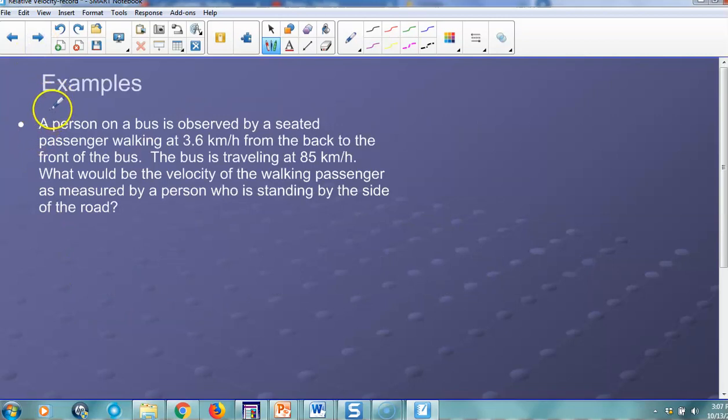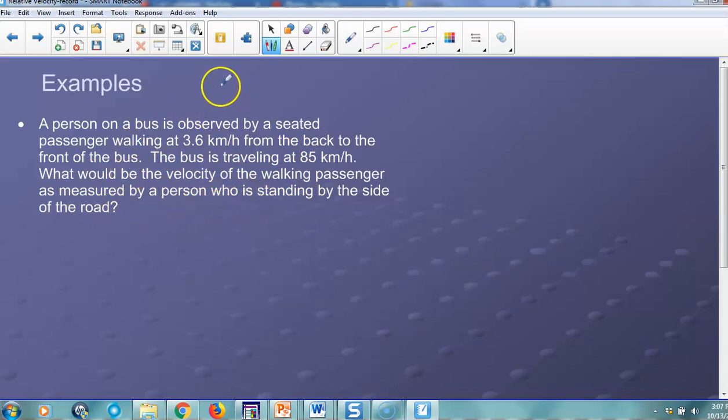So let's take an example of how we can solve this type of problem. We're going to start with a two-dimensional problem where we're just looking at two objects moving in the same direction, sort of like we did when we were doing vector addition. A person on a bus is observed by a seated passenger walking at 3.6 kilometers per hour from the back of the bus to the front of the bus. The bus is traveling at 85 kilometers per hour. What would be the velocity of the passenger walking as measured by a person who is standing on the side of the road?